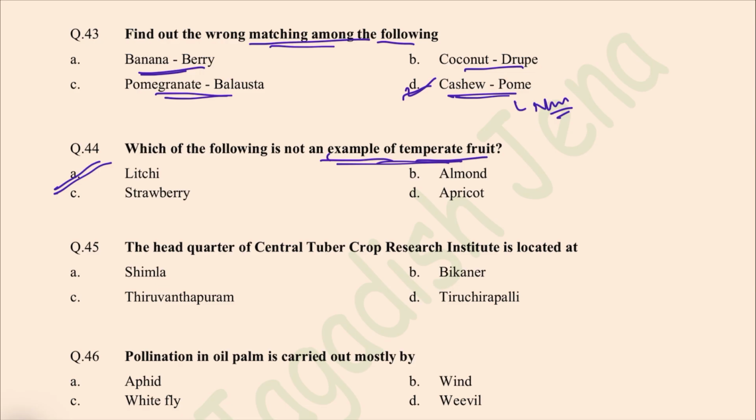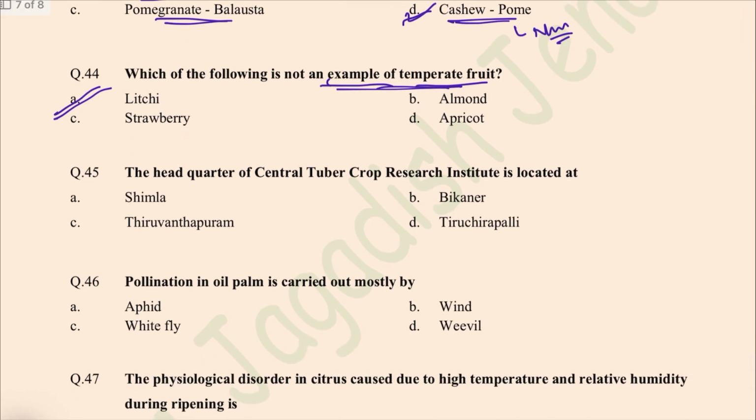Which of the following fruits is classified as tropical fruit? Kiwi, guava, peach, plum. Which one is tropical fruit? That is guava. Kiwi, peach, and plum are temperate fruits. Next question. The headquarters of Central Tuber Crop Research Institute, we have already discussed, that is Thiruvananthapuram.